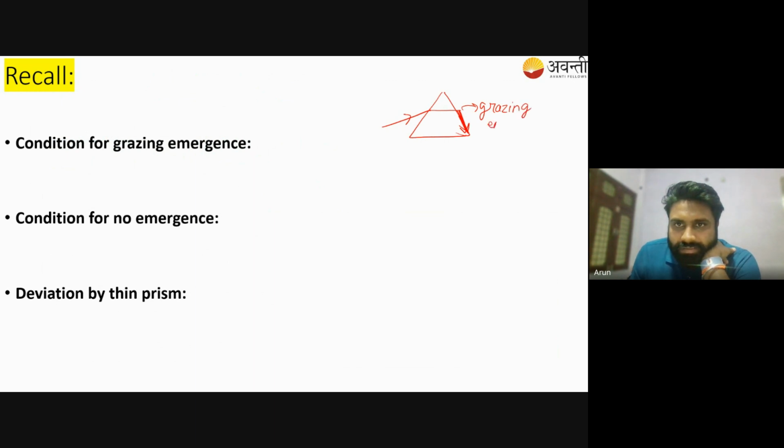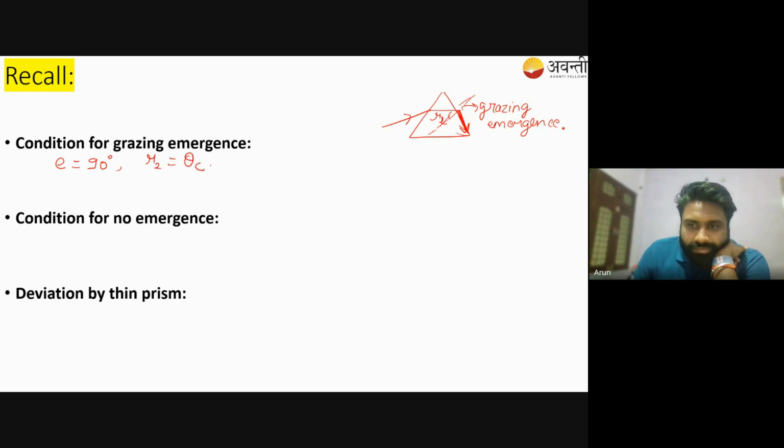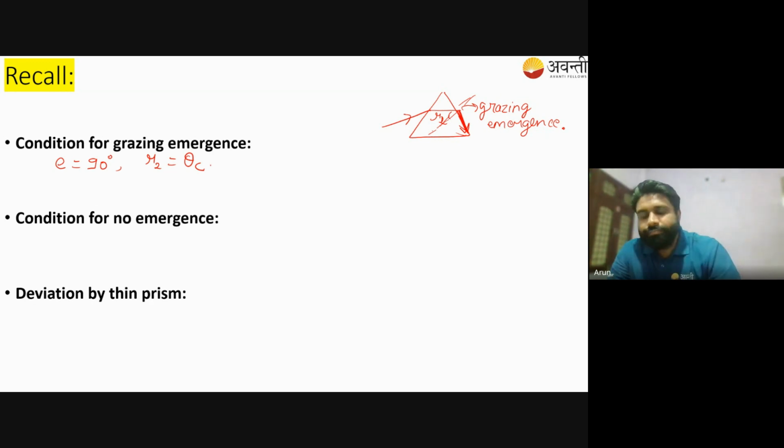Grazing emergence. Grazing emergence के लिए condition क्या थी? What should be the condition? Condition is angle of emergence is 90 degree, and this angle R2 should be theta c. When R2 has a value of theta c, then we have the condition for TIR, na?